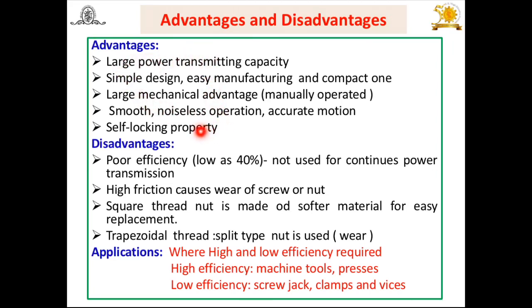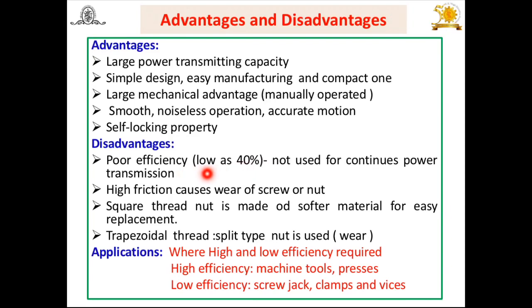But the power screw also has some limitations and disadvantages. The efficiency of a power screw is as low as 40%. That is towards the lower side; it can be more than 40, also 50 or 60, but it is poor efficiency. Because of that, they are not used in continuous power transmission applications, except in machine tool operation in the case of the lead screw.